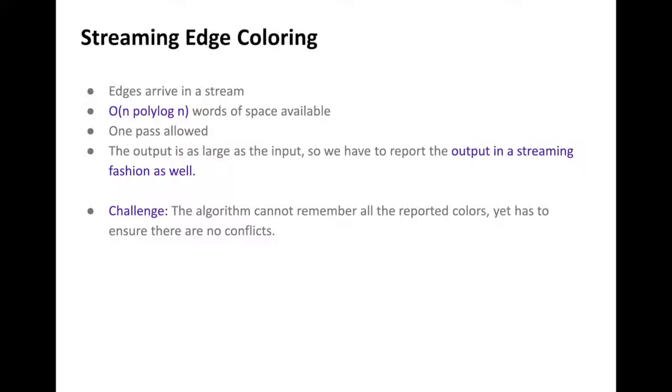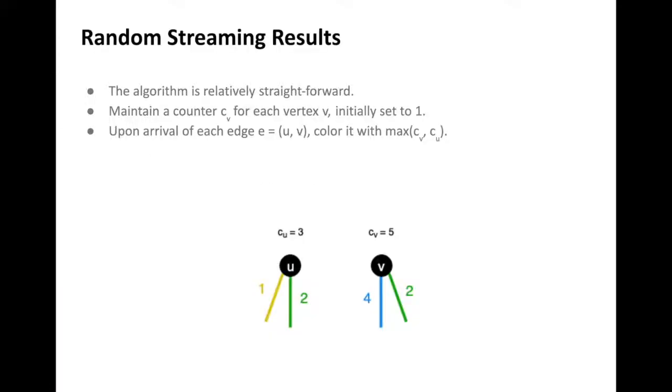The challenge is that in this model, we cannot really remember all the colors that we have assigned to the edges so far. Yet we have to make sure that the algorithm reports a valid edge coloring and that uses few colors. So let's see how we can do this. We start with the random arrival setting. The algorithm is pretty straightforward.